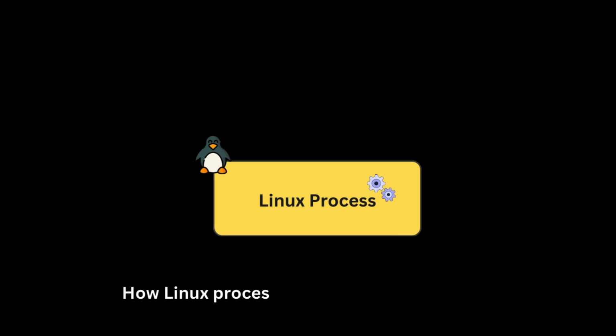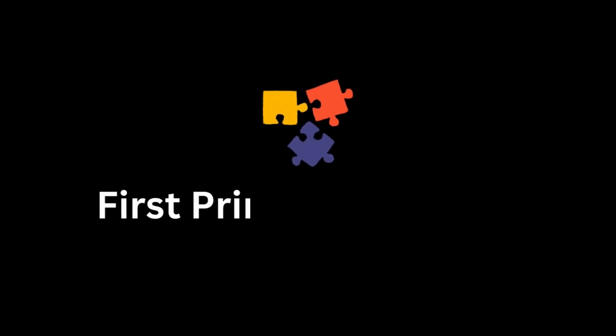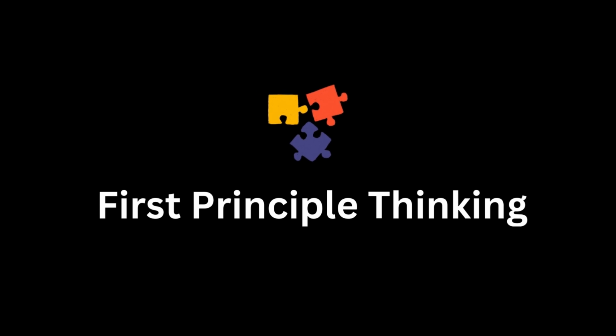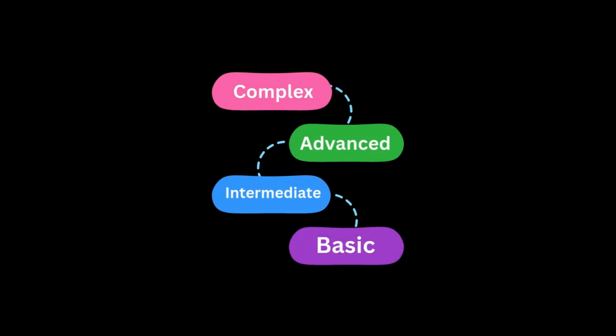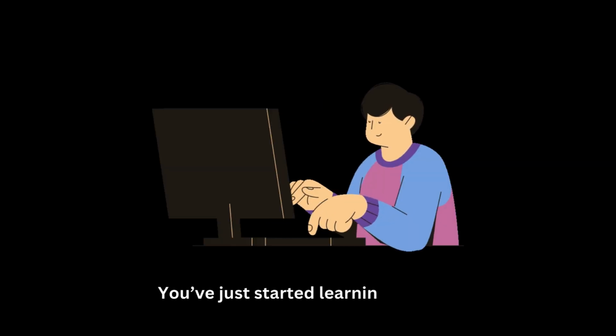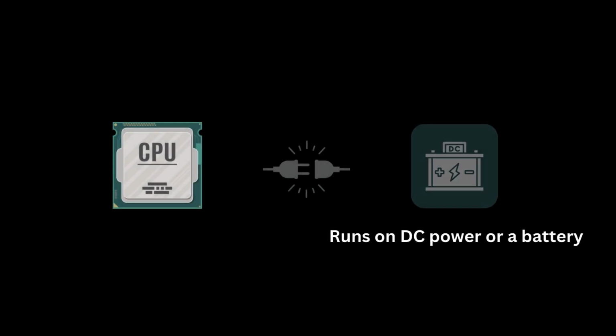Alright, let's jump in. Understanding how Linux processes work might seem tricky at first, especially if you're new to coding. But don't worry, let's take it step by step, using the first principles thinking approach, which we always use to solve complex tasks. We'll start with some simple ideas, and I'll make sure everything is clear, even if you've just started learning this week. Think of the CPU as a device that runs on DC power or a battery.